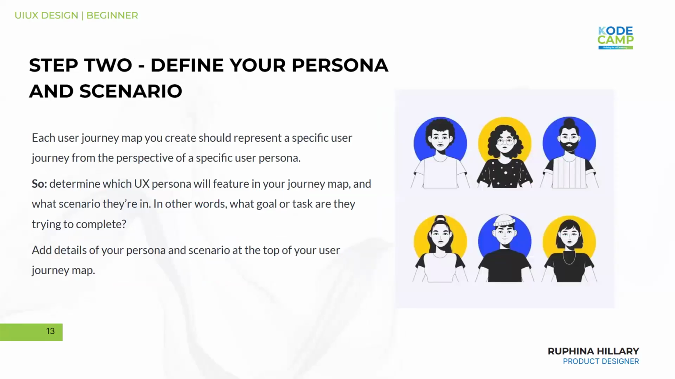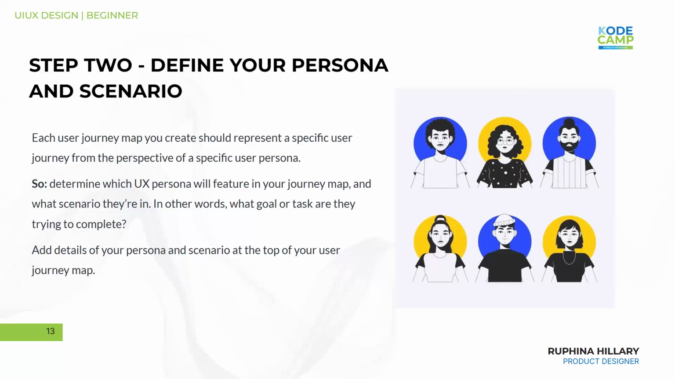Step two, define your persona and the scenario. Define which persona we are creating a journey for. You might have two personas, but like I said, preferably create one persona per product. It makes it easier to design because you have one persona in your head that you're creating for, which you can always link up to, or just always make a mental link that this is the person I'm creating for. Will they like this?